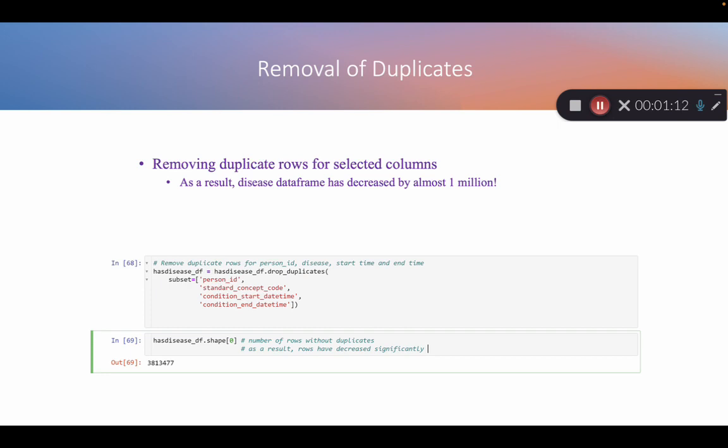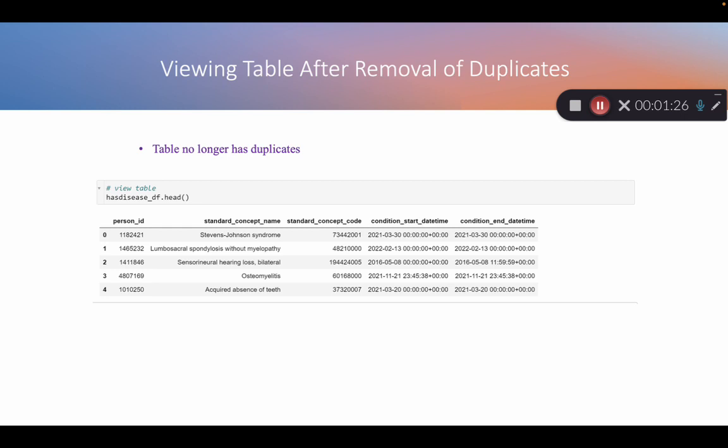And after running that code above and then running the hasdisease_dataframe.shape function, we see that there's almost a decrease of 1 million. So we want to view the table once more to see if there are any duplicates, and as you can see, there are no longer any duplicates.